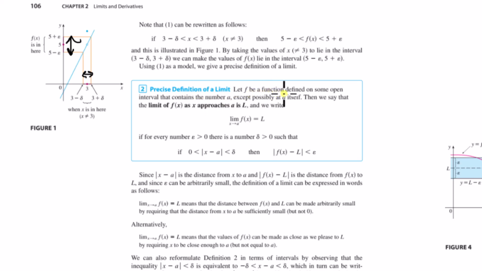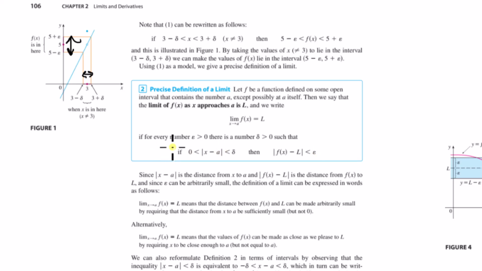So f is defined, the function is defined on some open interval that contains the number a, but it doesn't have to be defined at a, just in the interval around it. So then we say that the limit of f of x as x approaches a is L. Okay, so we know that. That's our limit. But this is truly the limit if what? If for every number epsilon greater than zero, there is a number delta greater than zero such that the absolute value of x minus a, that just means you could be any distance to the left or right of a, is between zero and delta, which means that the absolute value of the function evaluated at x minus L, the distance between that and L, so above or below L, is less than this epsilon.